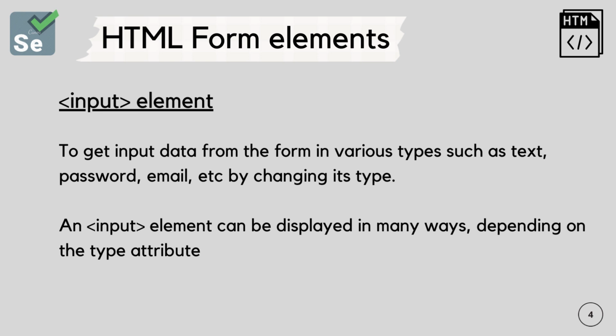Now we will look in detail about HTML form elements. The input element. It is used to get input data from the form in various types such as text, password, email, etc. by changing its type. An input element can be displayed in many ways depending on the type attribute.